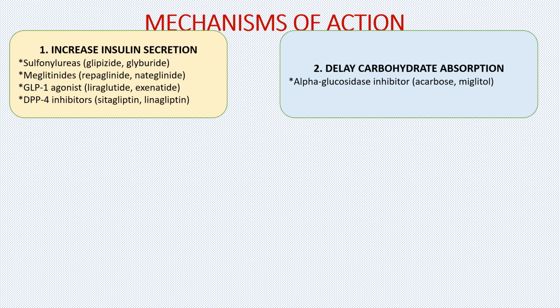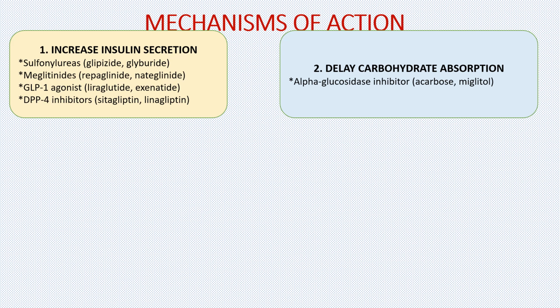Antidiabetic medications work through several main mechanisms of action to lower blood glucose level, so they can be categorized based on how they affect insulin, glucose production, or glucose absorption. So the mechanisms of action start with, number one, it increases insulin secretion. So this drug stimulates the pancreas to release more insulin. So for example, we have the sulfonylureas, meglitinides, the GLP-1 agonists, and the DPP-4 inhibitors.